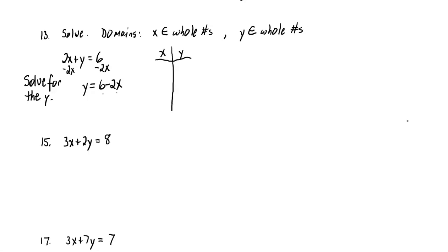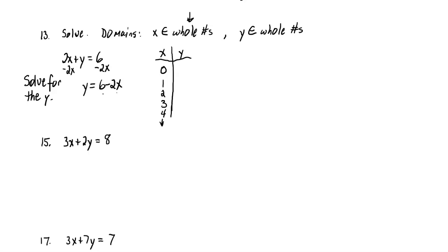Then, we're given a domain. X must be a whole number. It can't be a negative number. It can't be a decimal or a fraction. X has to be a whole number. The lowest whole number that exists is 0. The next whole number is 1. The next whole number is 2. The next whole number is 3. The next whole number is 4, and so on.